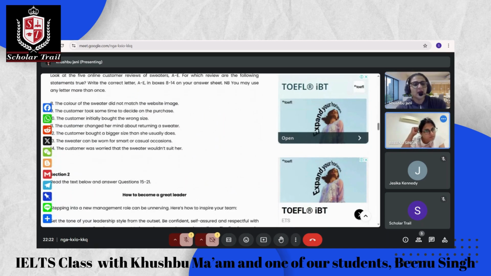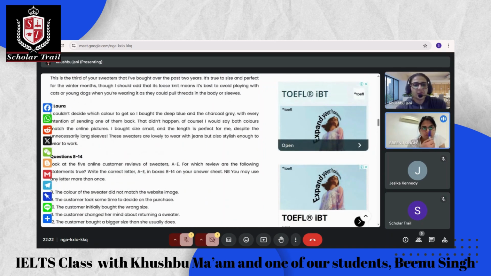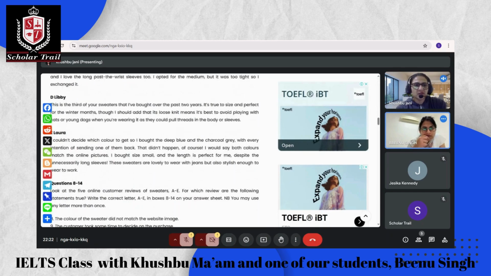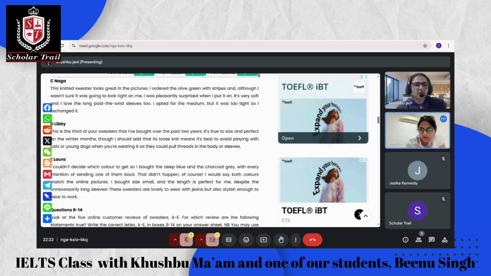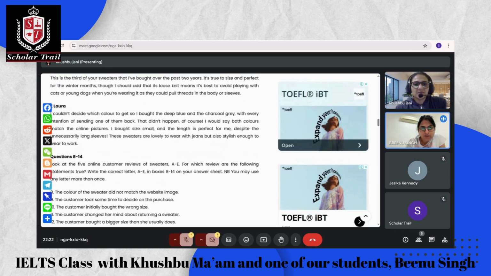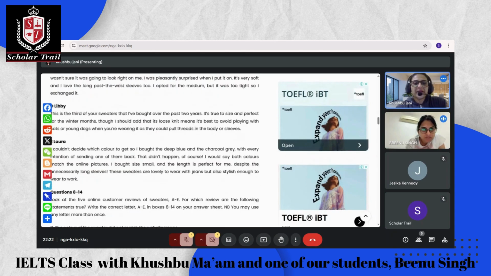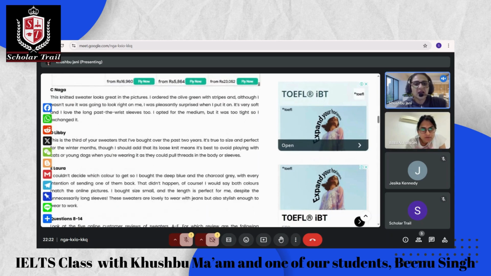Yes. Customer initially bought the wrong size. I think that is C. I ordered olive green with stripes, and although I wasn't sure it was going to look right on me, I was pleasantly surprised when I put it on. It was not about that; the customer has mentioned that he exchanged it later, something like that. Correct, correct, correct. Yeah, see, it's here, Naga.